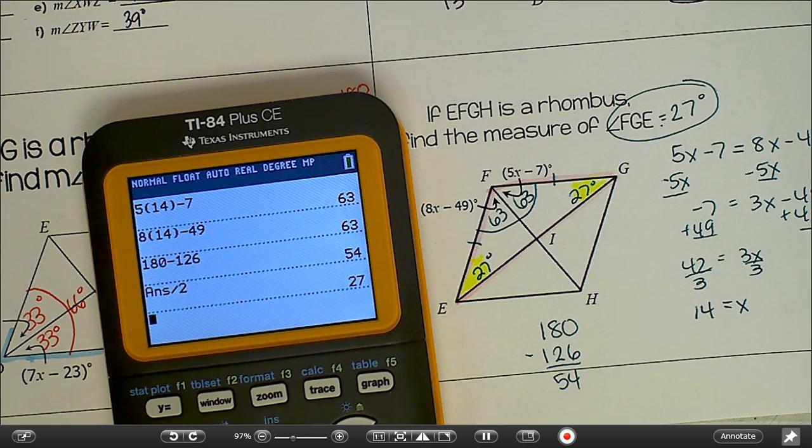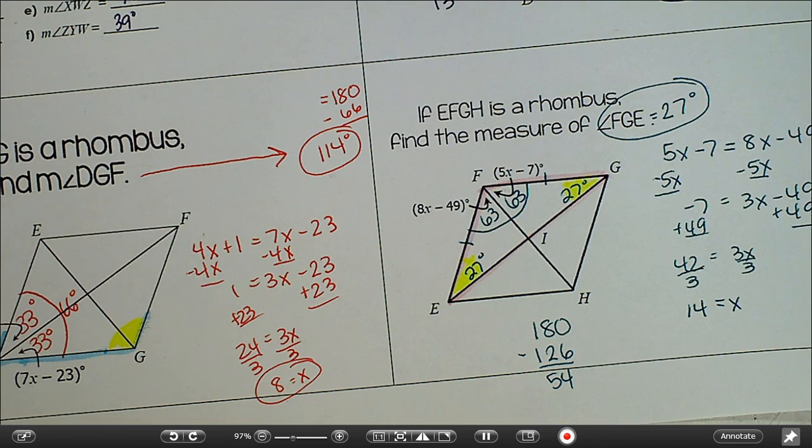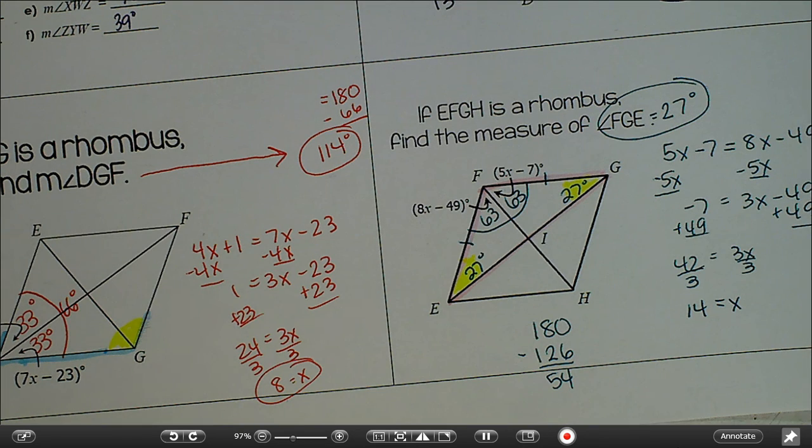Now there are other ways to do that. So you're welcome to just start it by yourself and try and see if you can find another way. Otherwise, go do the practice for the rhombus problems.